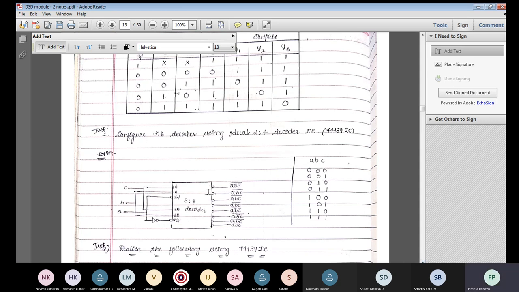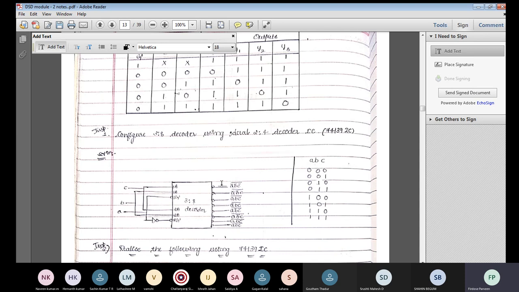This is 0, this is 1, 2, 3, 4, 5, 6, 7. So because of this bubble, 0 means it is A bar, B bar, C bar. Because of this bubble, what happens? It is complete bar. So 0, 0, 1. Here it is 0, 0, 1. So it is A bar, B bar, C with the whole bar. Why? Because of this bubble. In the same way, 0, 1, 0. So A bar, B, C bar, again because of this bubble, whole bar.